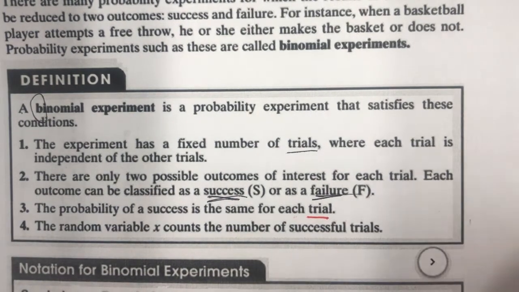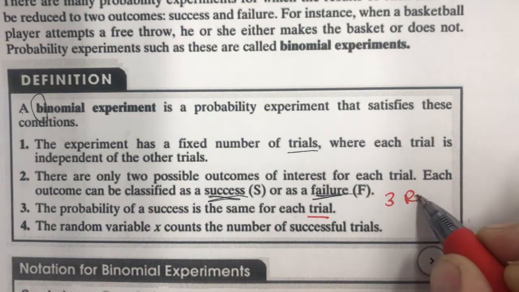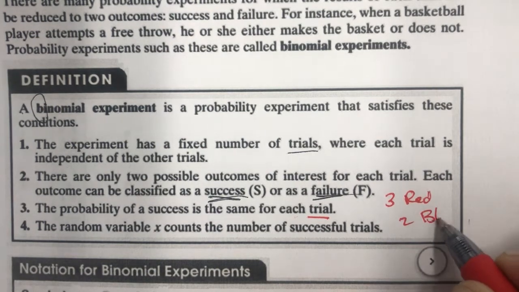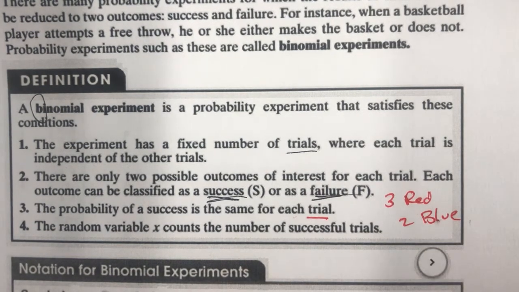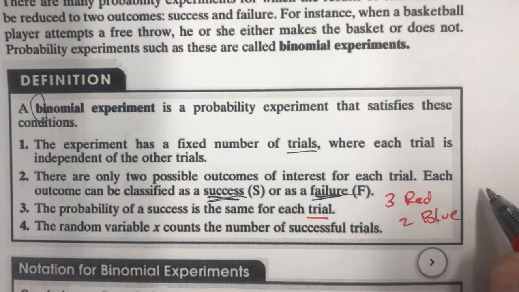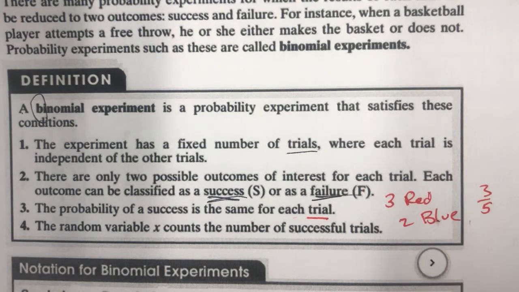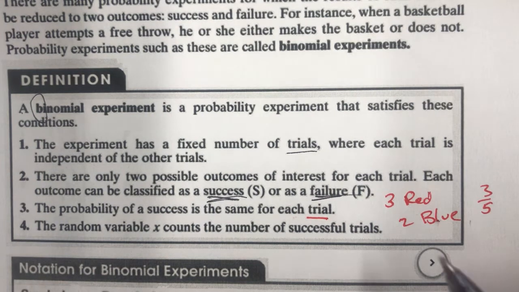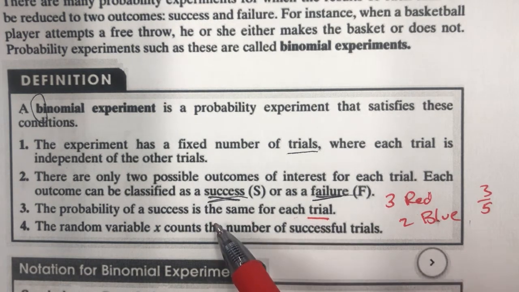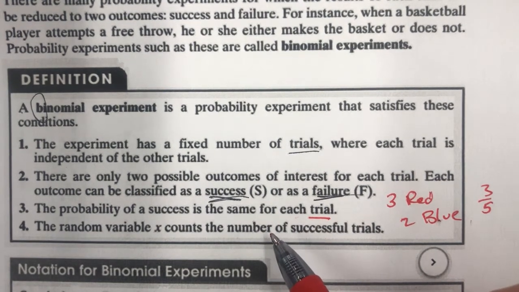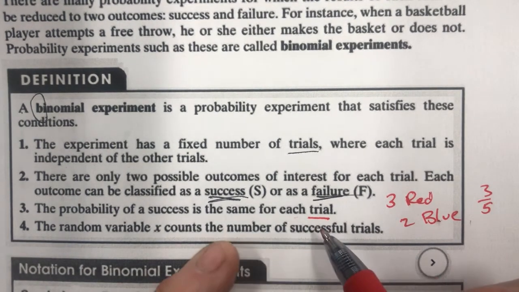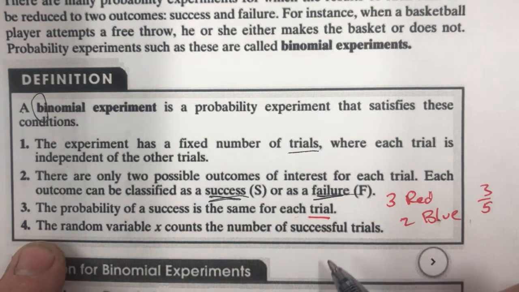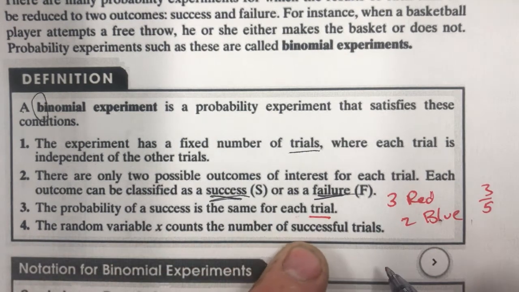If you have a bag that has 3 red marbles and 2 blue, okay? If I reach in the bag, what's the probability I get a red marble? Well, it's 3 out of 5. If I don't put it back, that's going to change my outcome. All right, so that wouldn't be binomial. Binomial has the same probability every time. Okay, it's independent. And then the fourth thing, random variable x counts the number of successful trials.